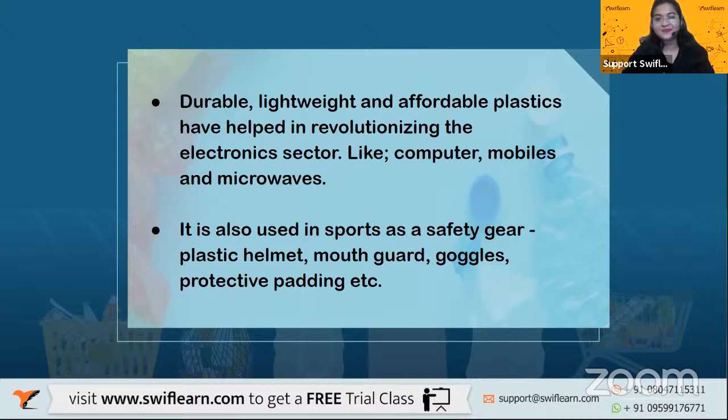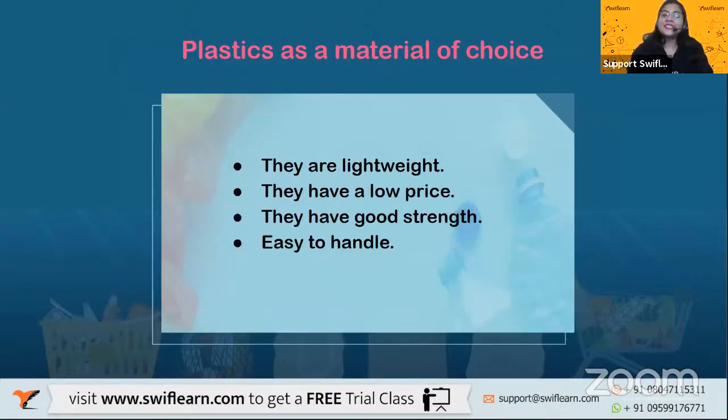Okay, chalo. So the plastic, why will we choose the plastic over any other material? Why will we choose the plastic? There must be some advantages and there must be something useful in the plastic. That is why we choose the plastic as our first priority. है ना? तो क्या है ये?